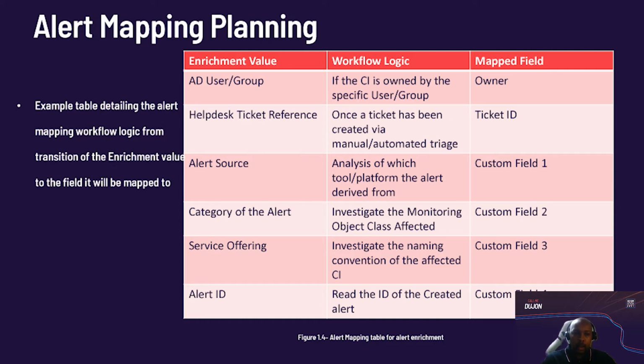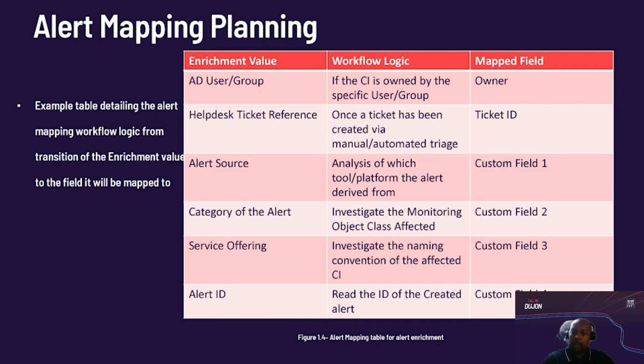Okay, so the next field is custom field two. So in this example for the alert mapping, we go with the actual category of the alert. How I would define category is more on the technology which is affected. So by having a workflow logic criteria such as investigating the actual object class, for example. So let's say, for example, we have something that derives from the SQL side. Let's say a SQL server has an alert which puts it into a critical state, for example.